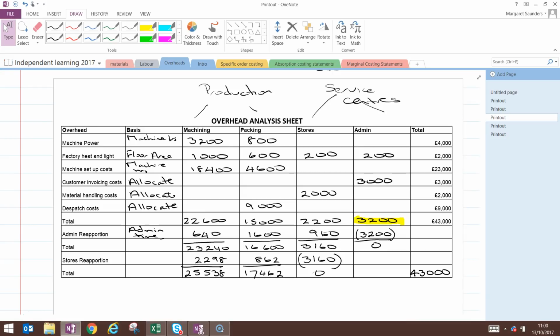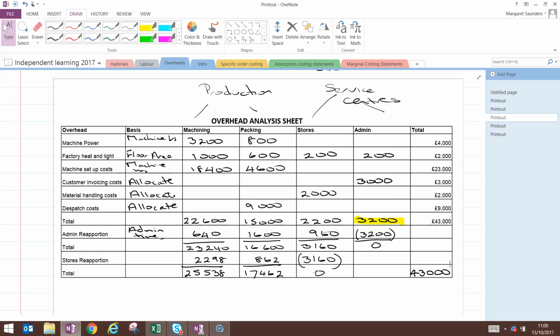Generally, you will be told which departments are the production departments and which departments are the service centres. So once you've done your initial allocation and apportionment, you do need to look at what overheads you have on your service centres and then go through the process of reapportioning those.